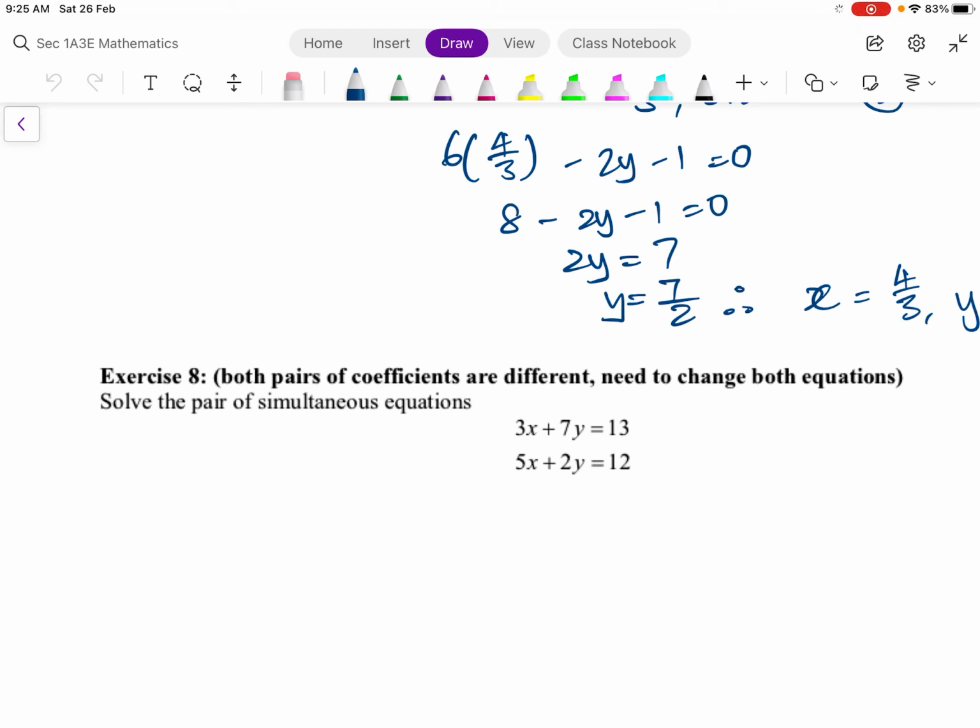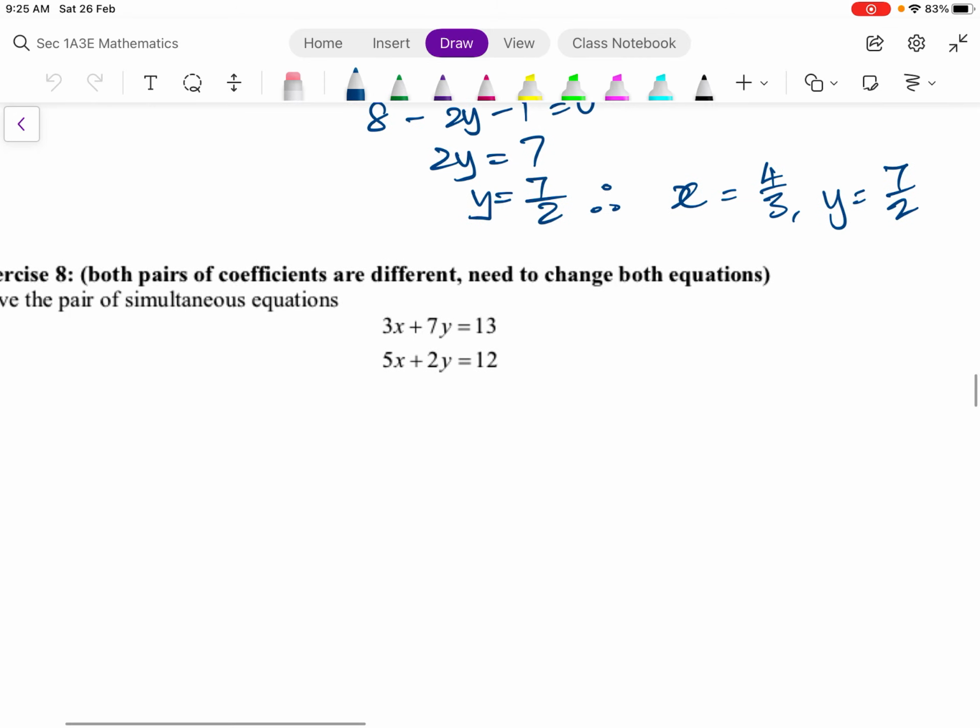In this video, we are going to continue with Chapter 2, Part 4 of the notes on Exercise 8. So in this set of notes, we are working on solving simultaneous equations by the elimination method. So here we have two equations again. Let's label them as equation number 1 and equation number 2.